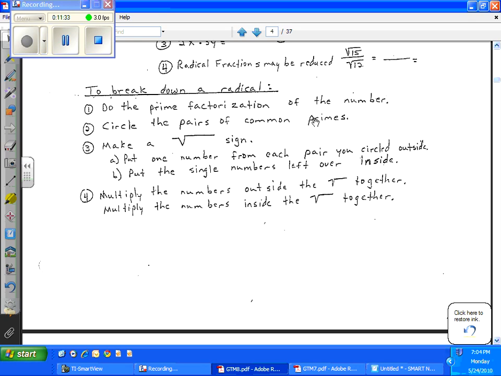So we're going to do the prime factorization of the number. We're going to circle pairs for square root. We would have circled sets of 3 for cube root. We're going to put them under the new square root sign. Then we're going to make a new square root sign. We're going to put 1 from each pair we circled outside. Put what didn't get circled in a set on the inside, and then you multiply the outsides, multiply the insides, and you're done.